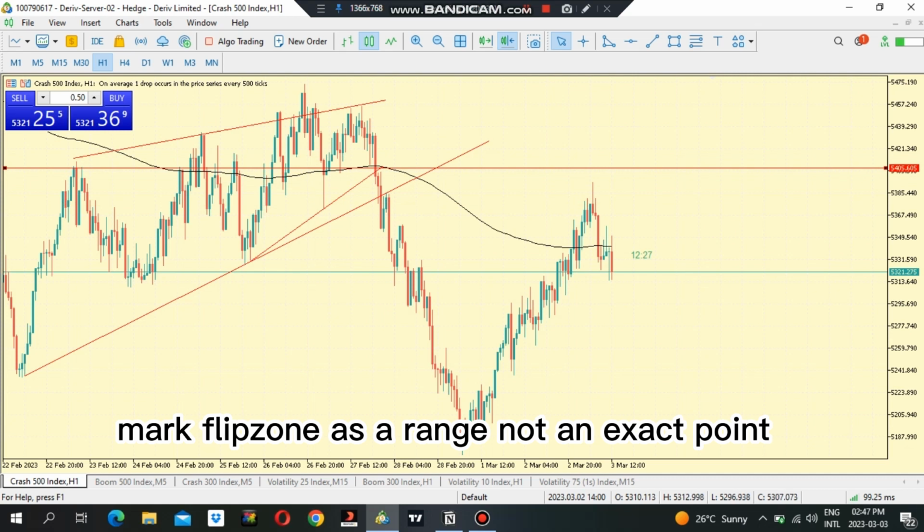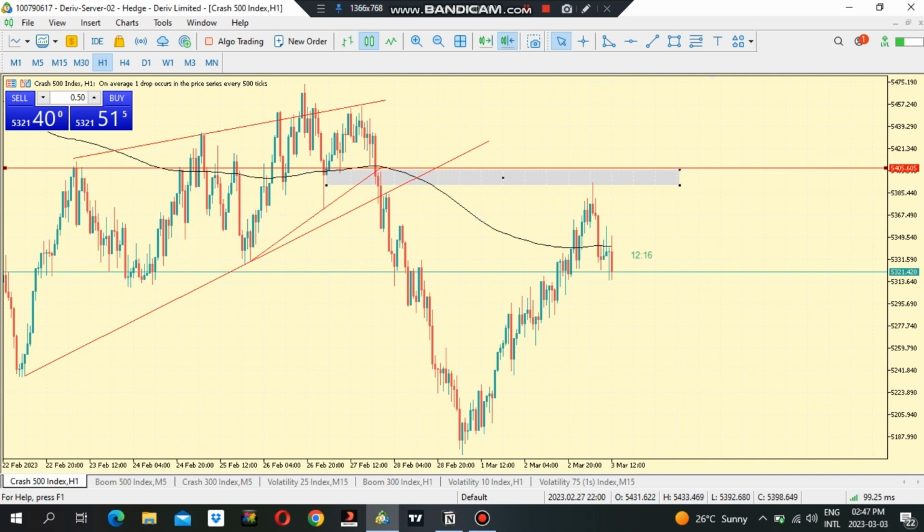So personally, I just use the horizontal box tool over here, right? So I just mark this whole region, starting from over there, right? Then after the market tests this region, I'm just looking for my candlestick confirmation. Then I take my entry.